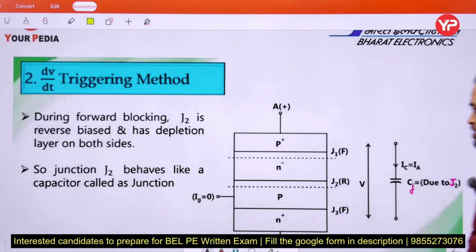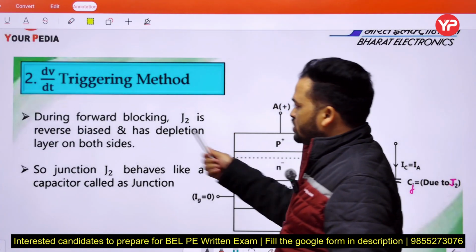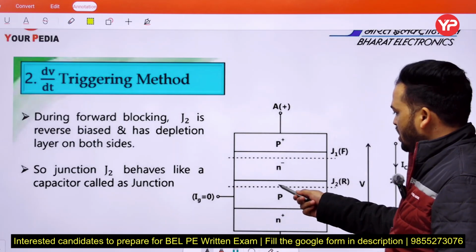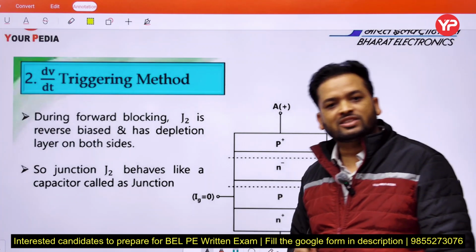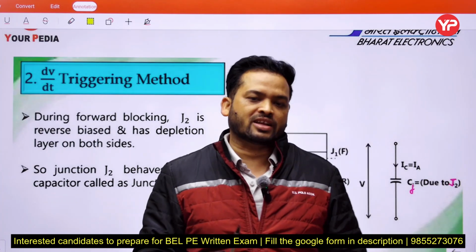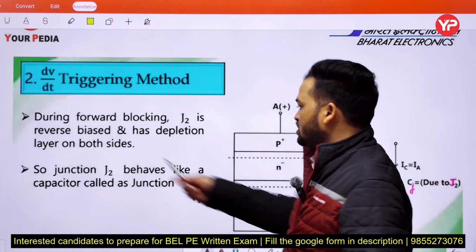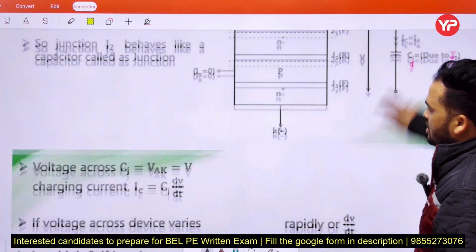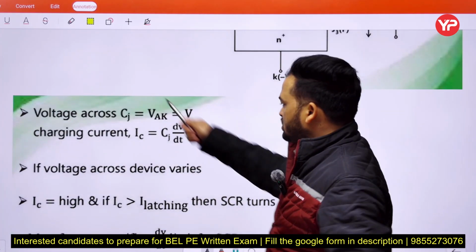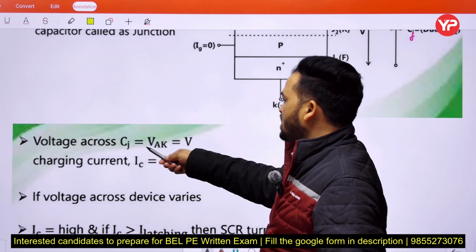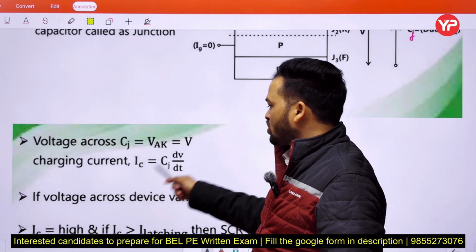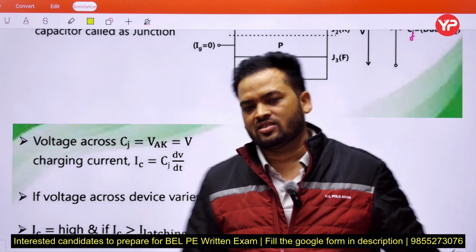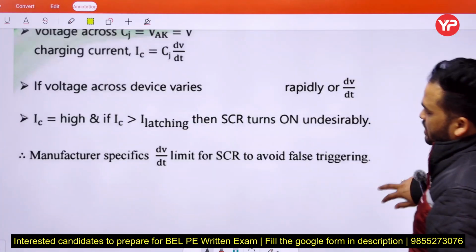dV by dt triggering. During forward blocking, J2 is reverse biased and has a depletion layer on both sides. The depletion layer contains immobile charge carriers, so it forms a capacitance which is called junction capacitance. So junction J2 behaves like a capacitor, and the voltage across Cj, that is this junction capacitance, is V anode to cathode, that is V, and the charging current IC equals Cj dV by dt. When this charging current is greater than the latching current, then the SCR is triggered. This is the second method.